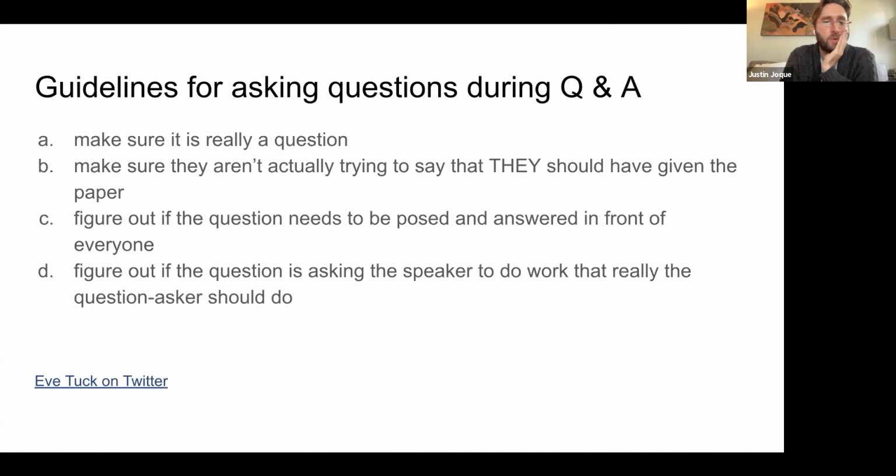Finally, we have a number of more or less open sessions with Q&A. We have some guidelines we wanted to give everyone for asking questions, to make the Q&A both as productive and as respectful for our speakers and the community as possible. The first is to make sure that your question is in fact a question and not a short speech. Make sure that in asking the question you aren't trying to say that you should have given the paper. Also think about whether the question needs to be posed and answered in front of everyone. And also figure out if the question is asking the speaker to do work that the question asker should do, in terms of thinking through things or doing additional research.